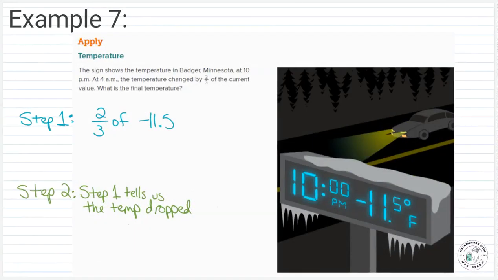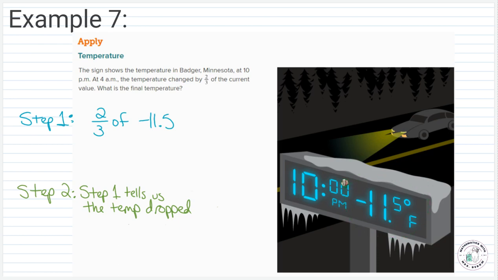All right, so taking a look at our last example, which is going to be a story problem. I've already started the outline for this, but the problem says the sign shows the temperature at Badger, Minnesota at 10 p.m. At 4 a.m., the temperature changed by 2/3 of the current value. What is the final temperature? So step one is we have to figure out what 2/3 of this negative 11.5 is. So that's what it tells us in the image.